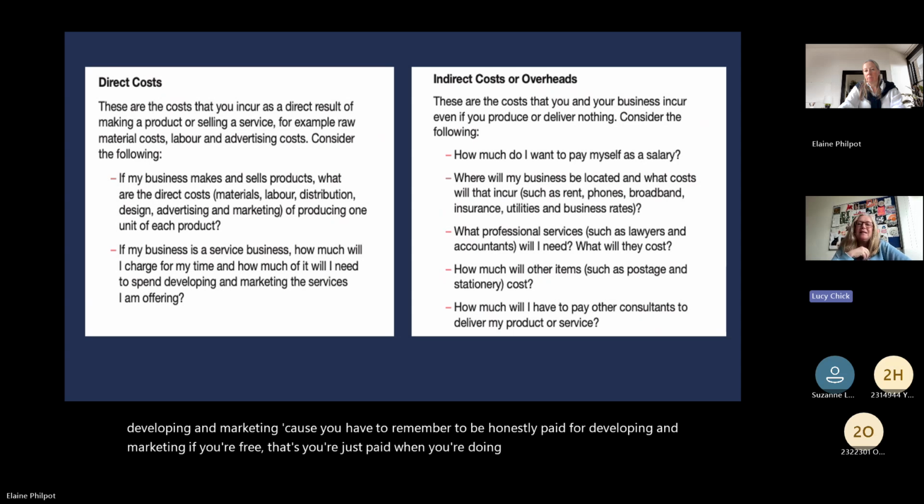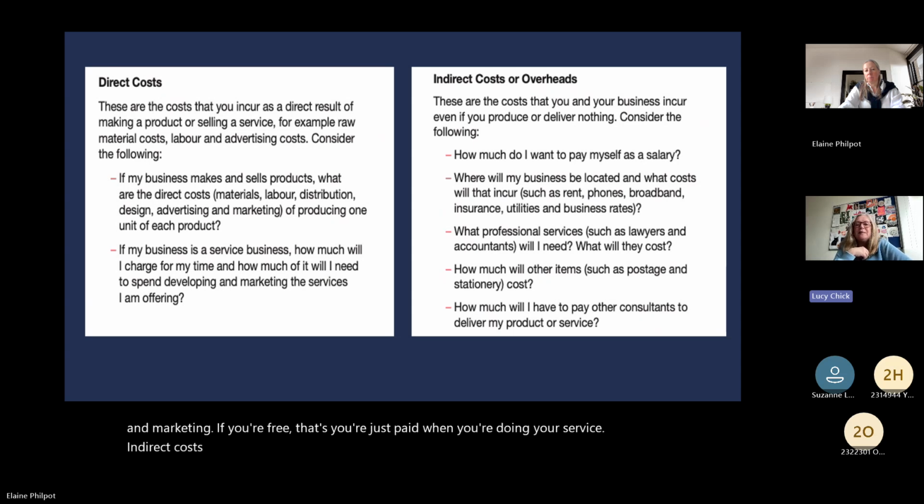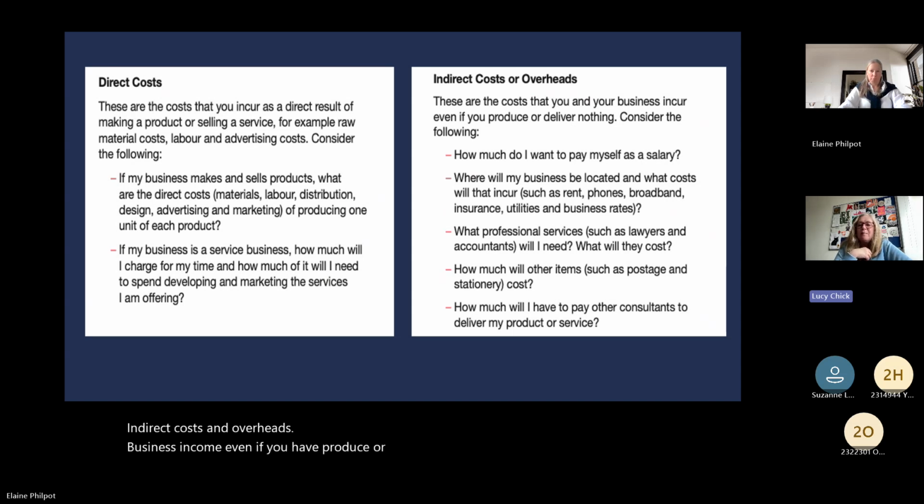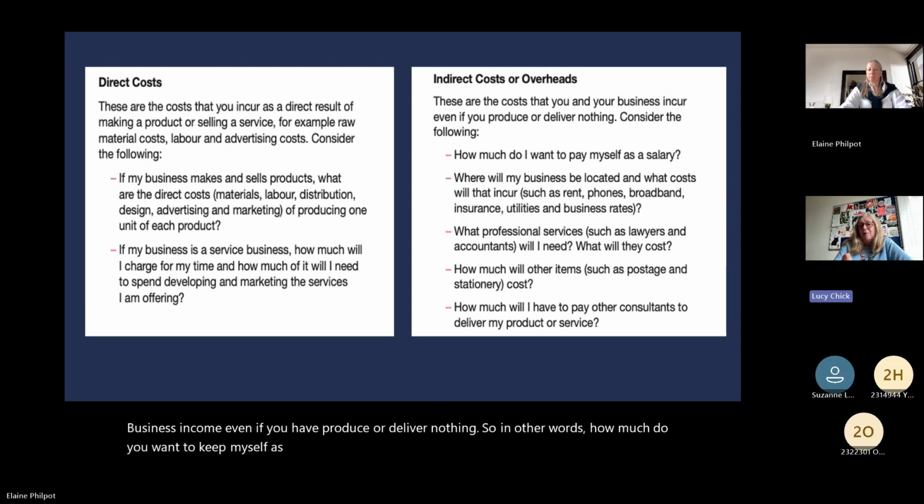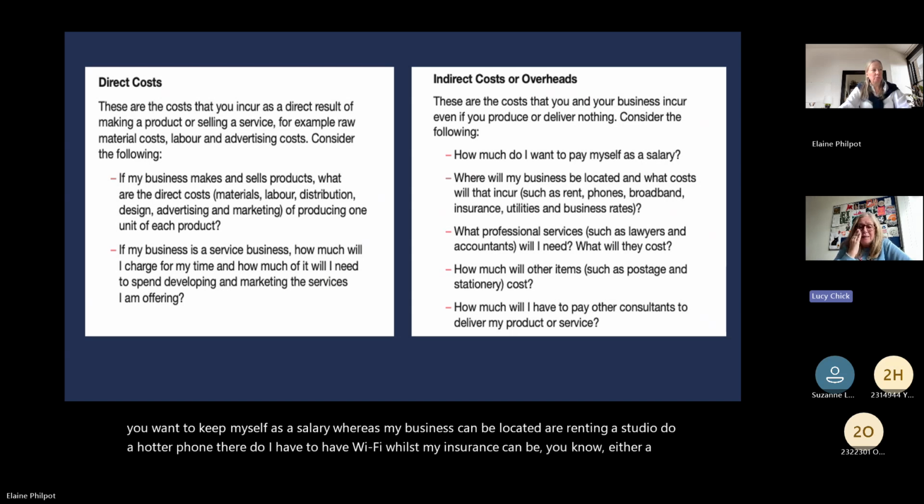Indirect costs and overheads are the costs that you and your business incur, even if you produce or deliver nothing. So, in other words, how much do I want to pay myself as a salary? Where's my business going to be located? Am I renting a studio? Do I have to have a phone in there? Do I have to have Wi-Fi? What's my insurance going to be? You know, is there a gas bill on the studio? That kind of thing. Are there business rates?